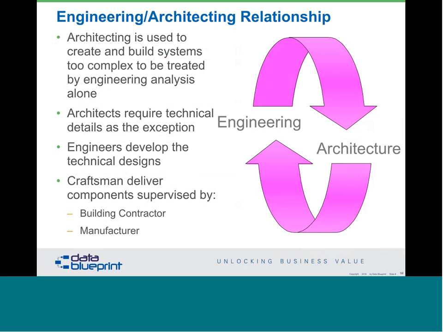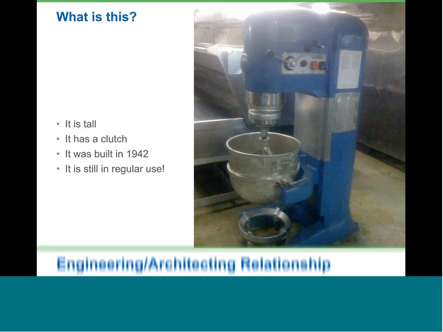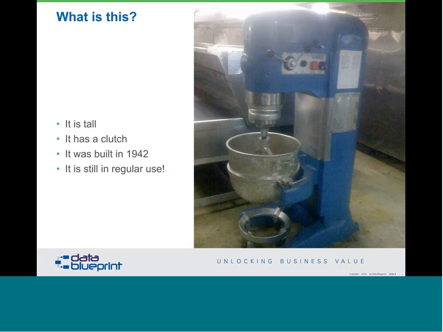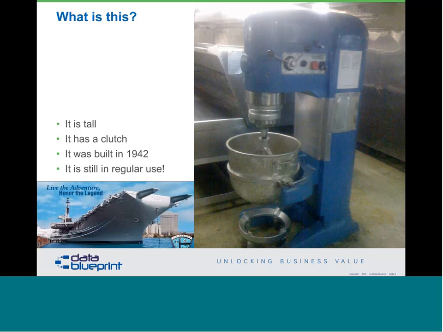So architecting and engineering are symbiotic terms. They build on each other, and I've already given you an architecture example. Let's look at an engineering example. I ask people to say, what is this? Well, first of all, it has 4 attributes. It's taller than I am. It has a clutch. It was built in 1942, and it's still used regularly today on the USS Midway, which is sitting in the San Diego Harbor as a living museum.